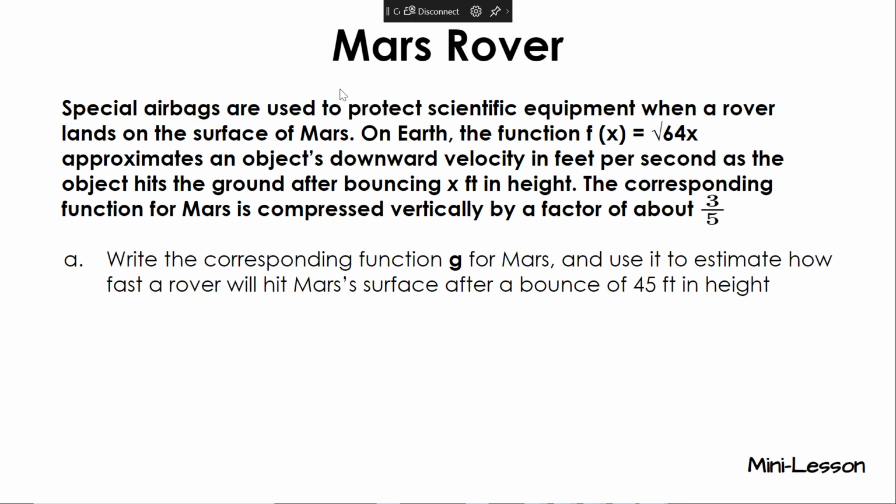So, coming back up here, because that was a really long paragraph. Okay, we see the function, and this is on Earth. So you'll have to pay attention to what they're actually talking about. It's talking about velocity in feet per second, so that's what f of x is, and x is going to be feet in height. Now, on Mars, it's compressed vertically by about 3/5. We're going to write the function for that, so we're going to rewrite this, and we're going to put that 3/5 out front because it's compressed vertically.